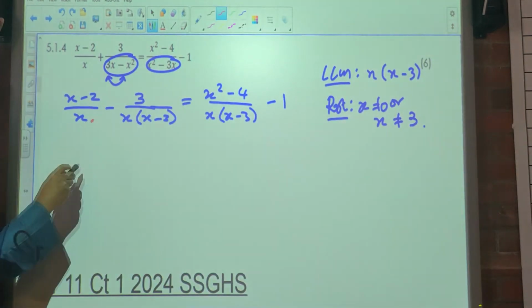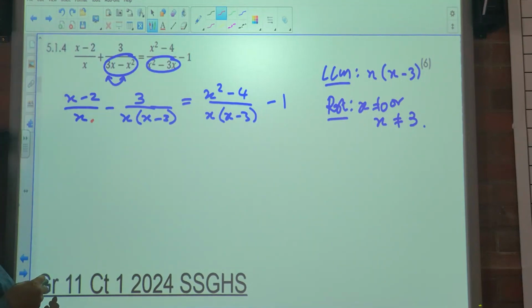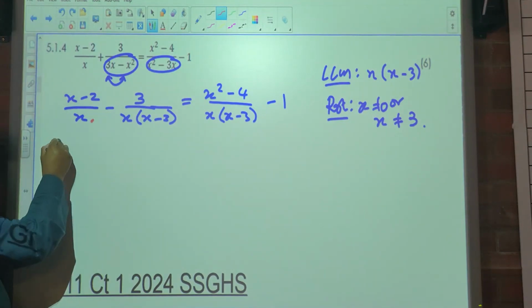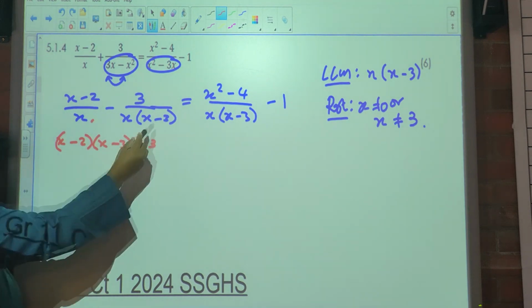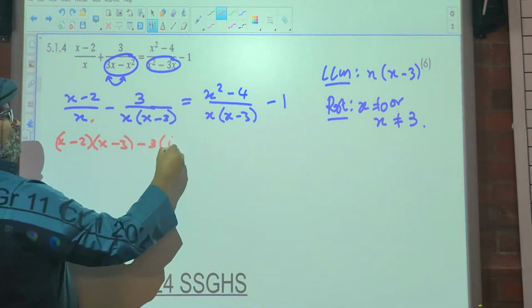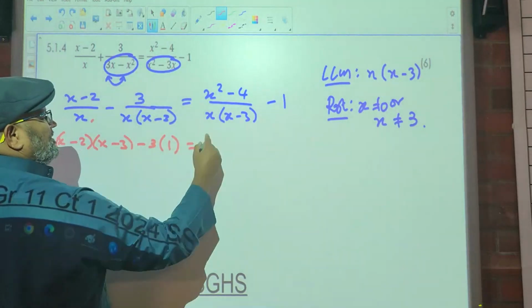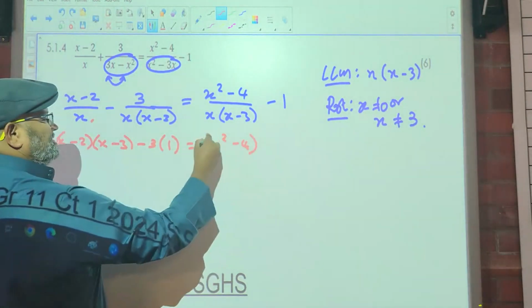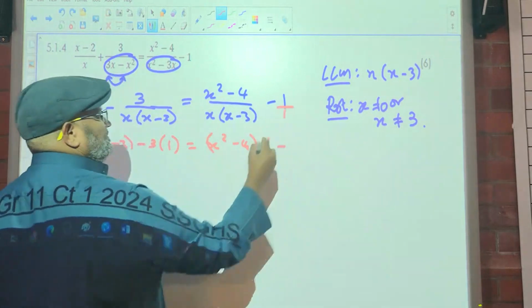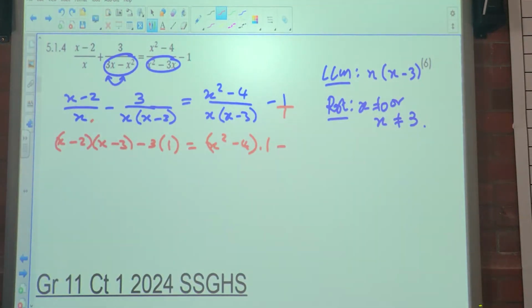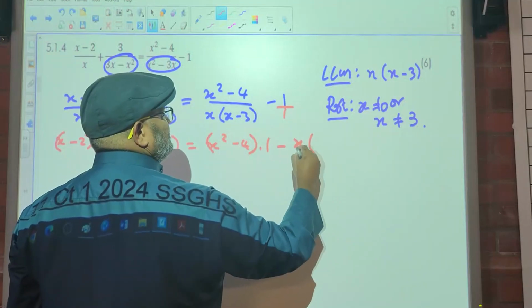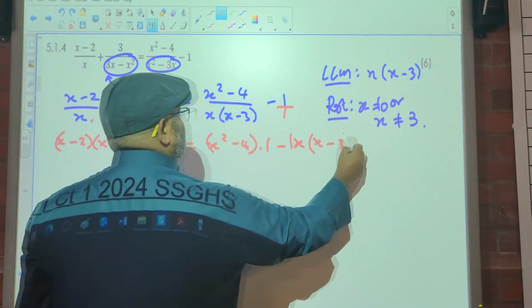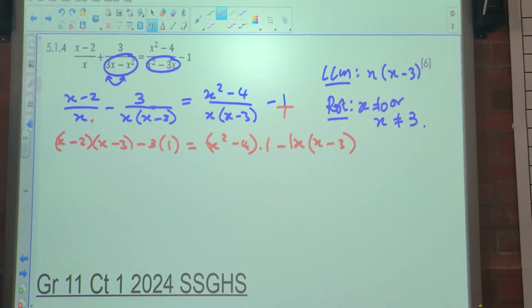So what must this denominator be multiplied by to get the LCM? X minus 3. So x minus 2 into x minus 3. Minus 3. What must this be multiplied by? 1. This must be multiplied by 1. Minus. This must be multiplied by the whole story. So it's going to be 1 in x into x minus 3. Okay. So what do I do from here?